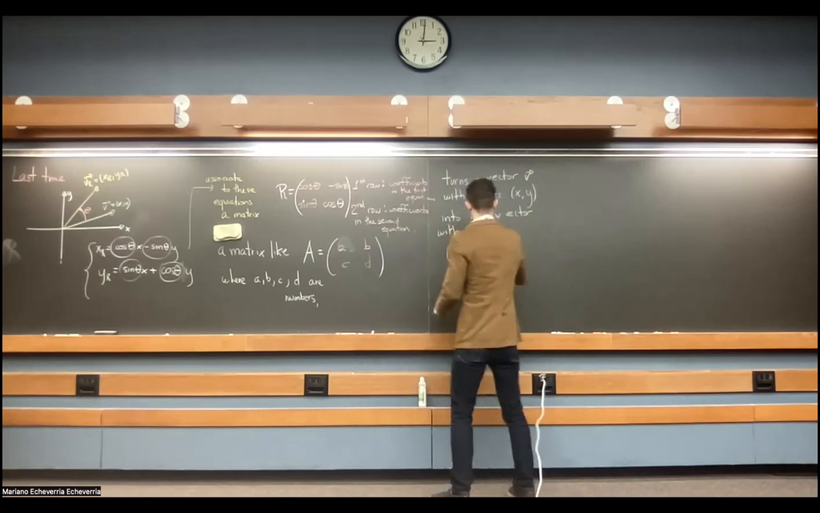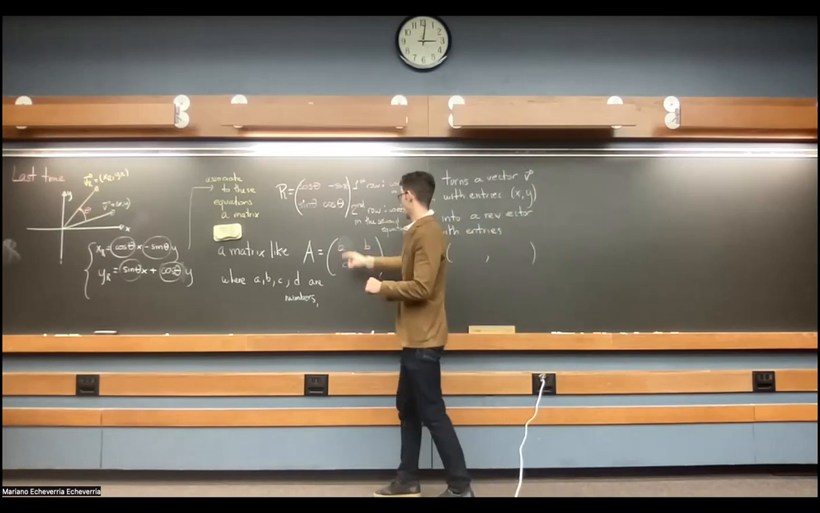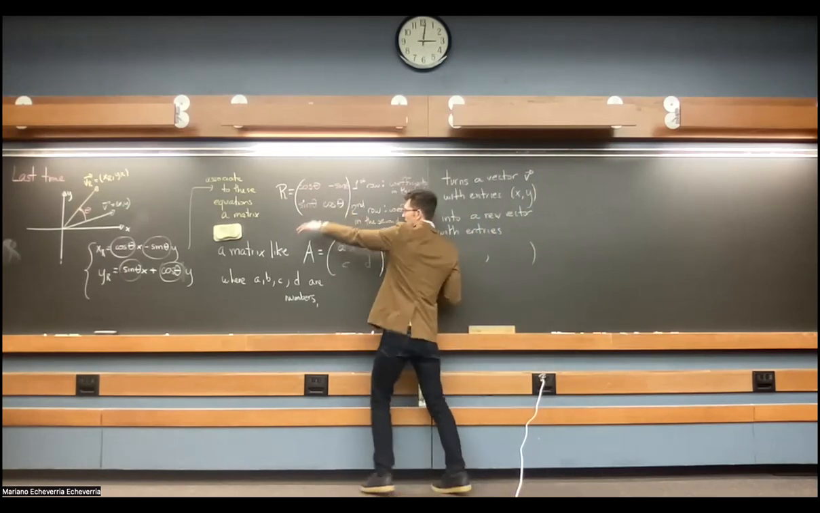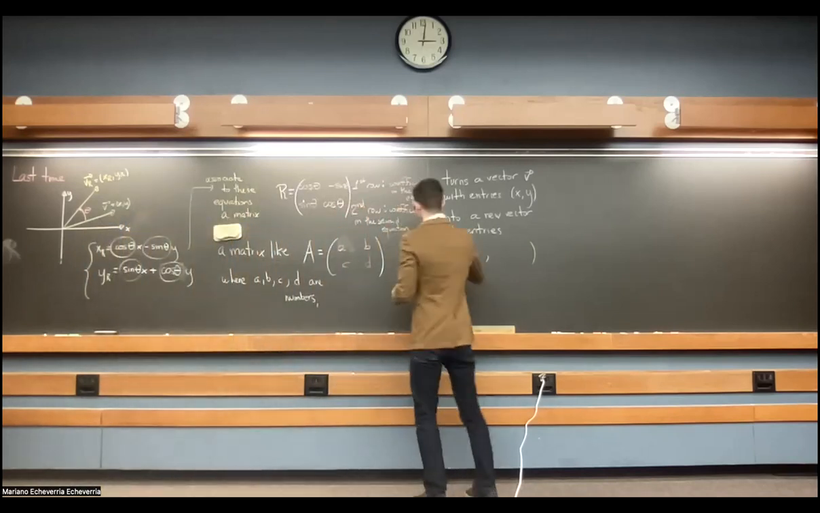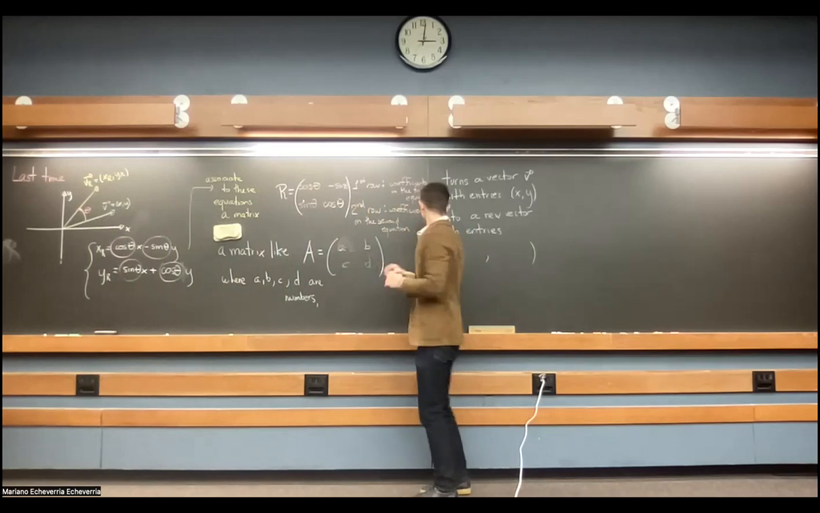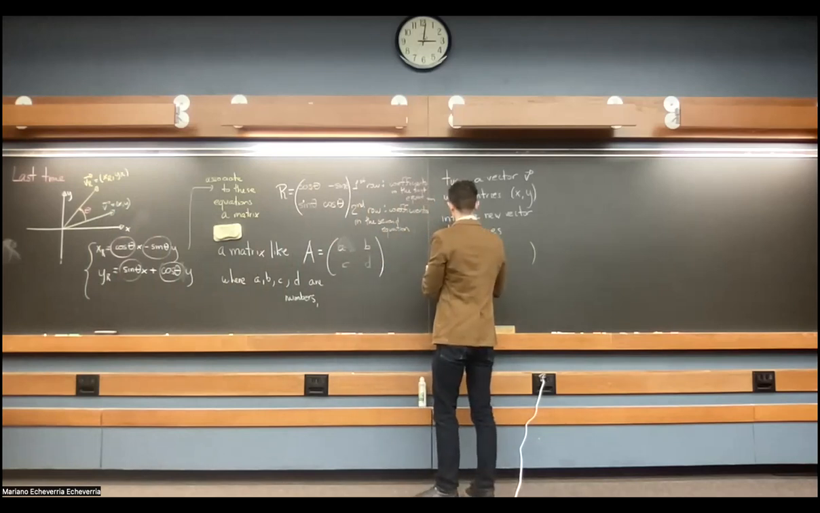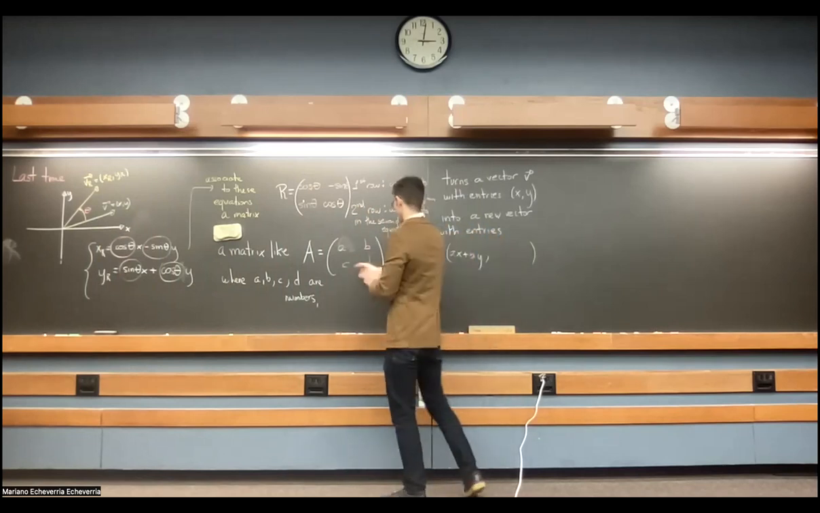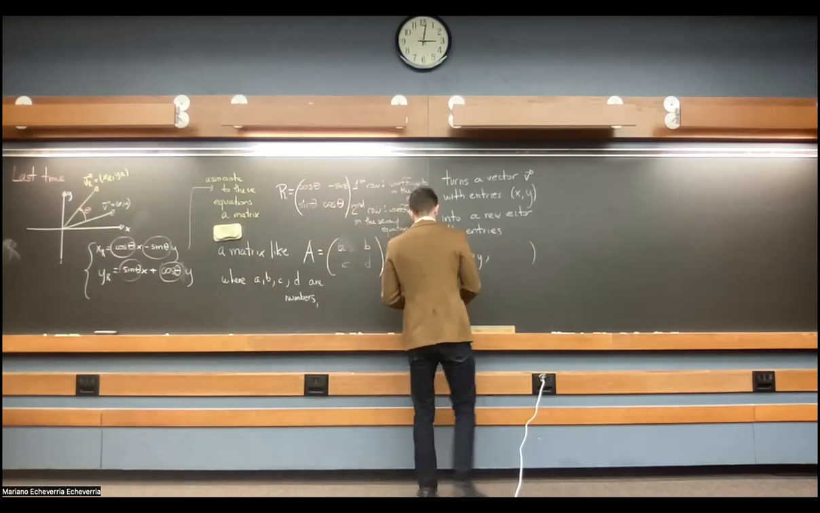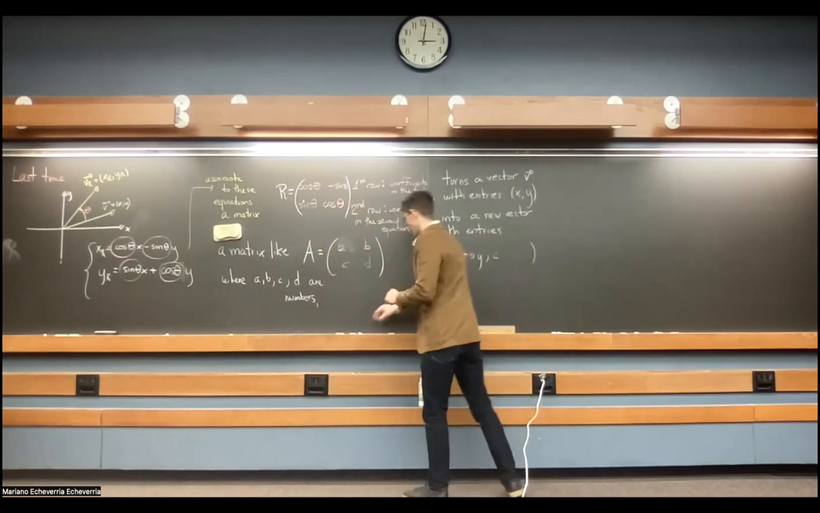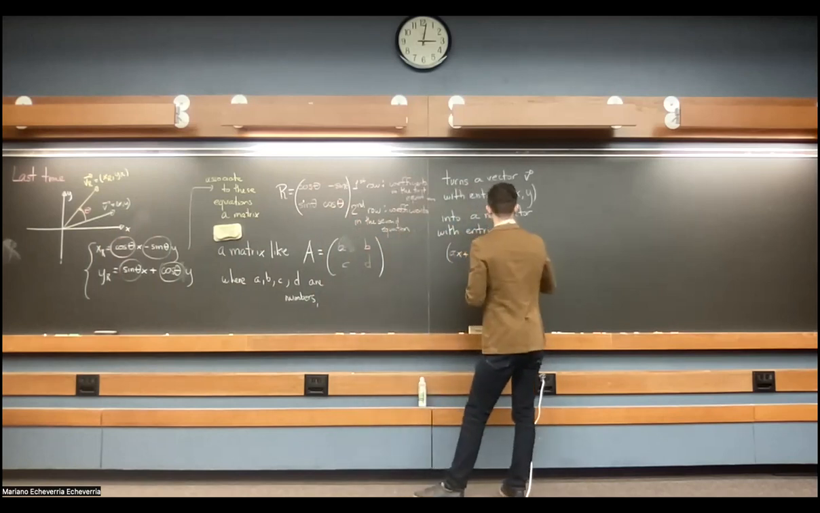So what should the entries of the new vector be? Again, the first row has to do with the first equation, or the first entry. This is the thing that was multiplying x, so it will be ax plus by. And then the second row had to do with the second equation, or the second entry of the vector. So that would be cx plus dy.